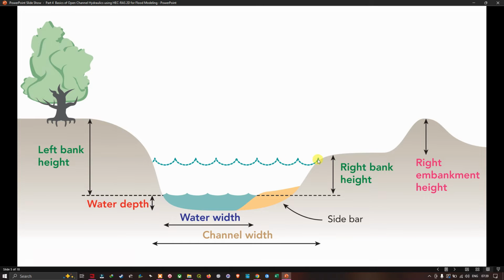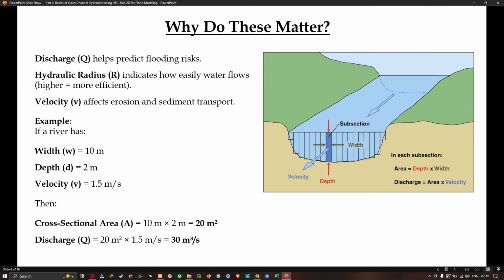So why do these hydraulic parameters matter? Discharge helps to predict the flooding risk, and the hydraulic radius indicates how easily the water flows. The higher it is, the more efficient. And last is the velocity, which affects the erosion and sediment transport. So let us consider an example. If a river has a width of 10 meters, a depth of 2 meters and a velocity of 1.5 meters per second, we have to calculate the cross-sectional area and the discharge here.